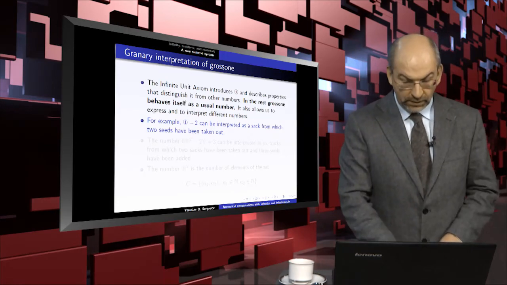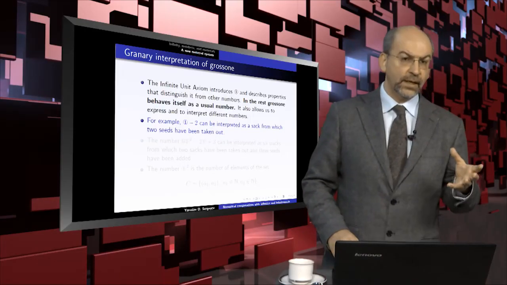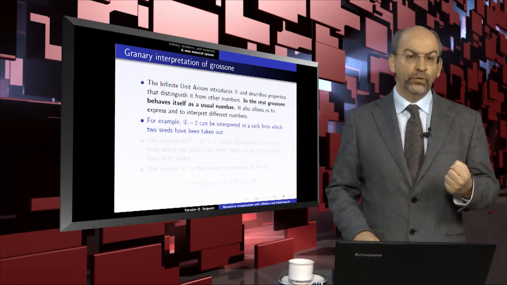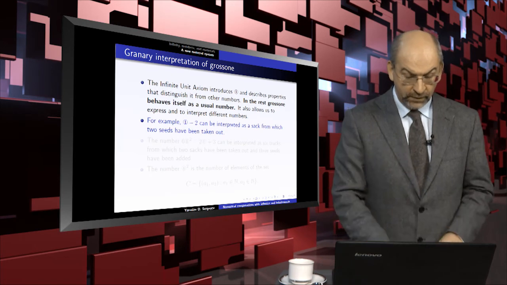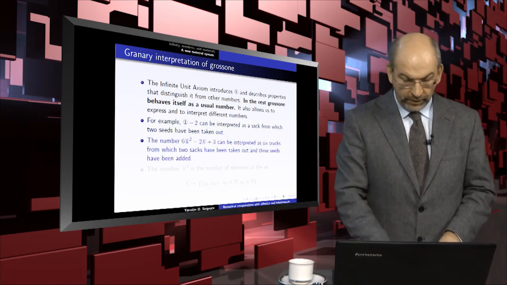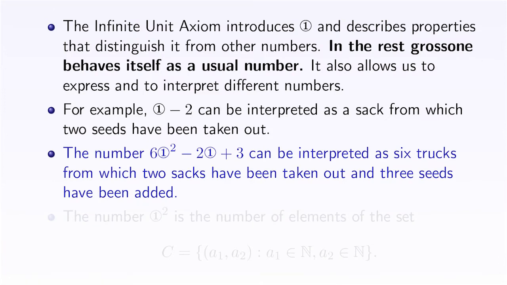For example, what is this? From the point of view of the grain, gross 1 minus 2 is the number of seeds in a sack from which we have subtracted any 2 seeds. From the point of view of the theory of sets, this is the number of elements in the set of natural numbers from which we have subtracted any 2 elements. What do we have here? Here we have 6 trucks minus 2 sacks plus 3 seeds.